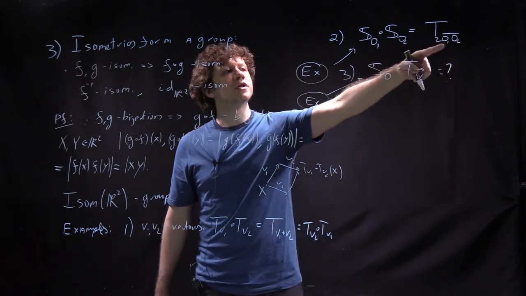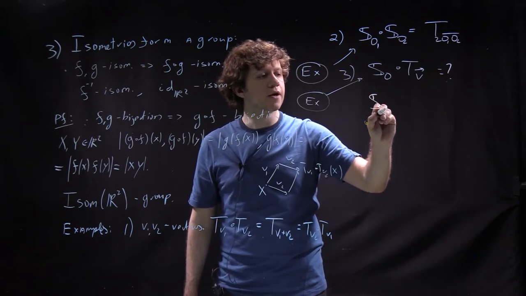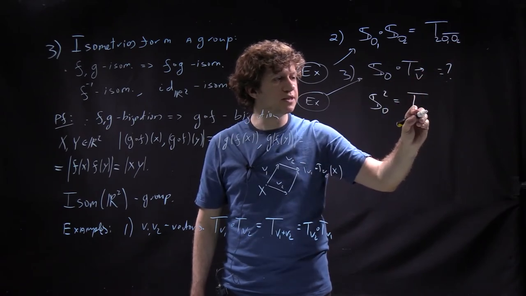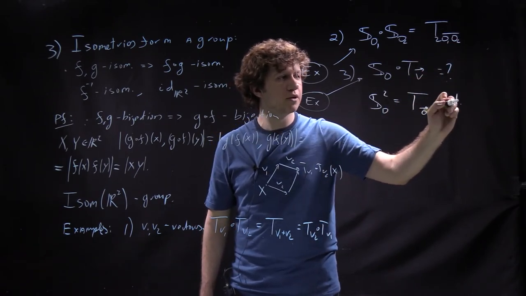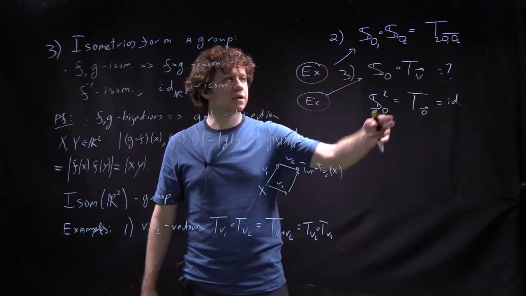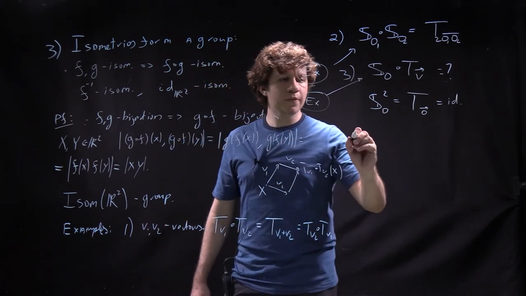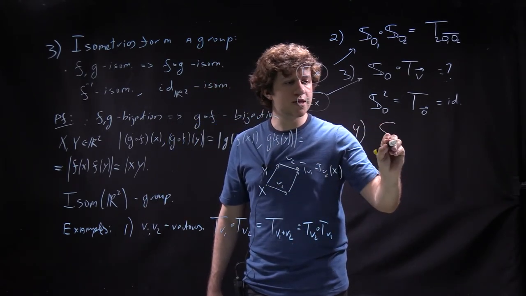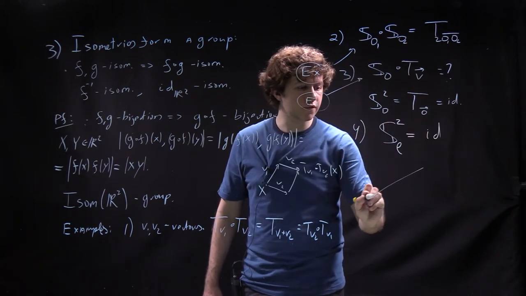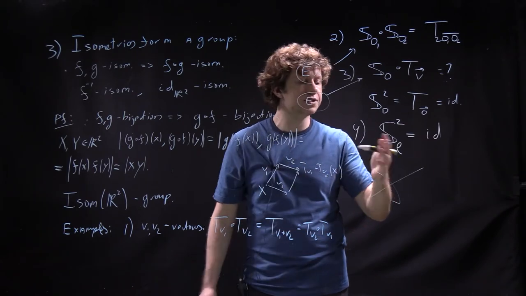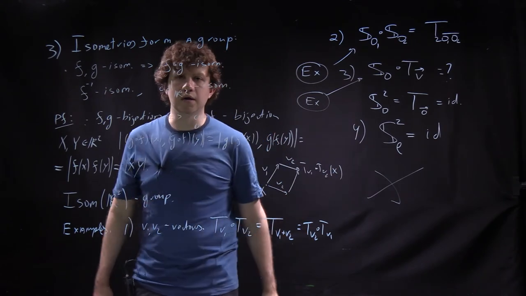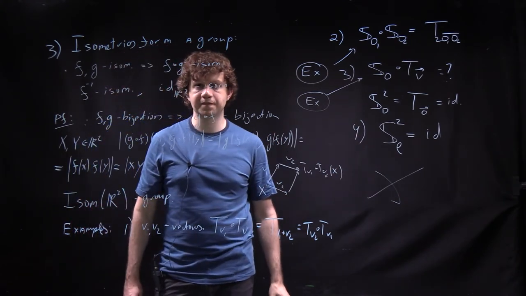In particular, notice that from here it follows that SO squared, so if you apply symmetry twice, that's the same as parallel transport by a vector, which is a zero vector, but that's, of course, the identity map. So that's a corollary of the previous one. And maybe another example is if you take a symmetry with respect to a line and square it, you will get the identity map. So first you reflect here, but then you reflect again, and everything is fixed. So these are some examples of compositions of isometries.